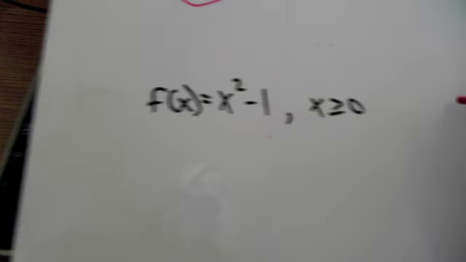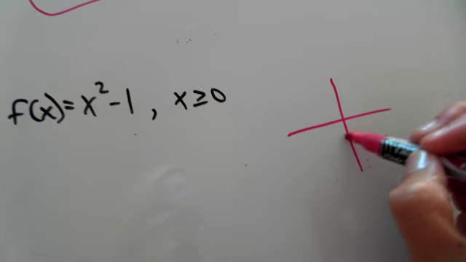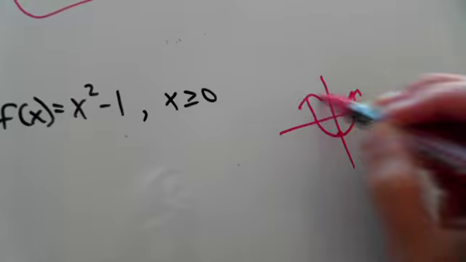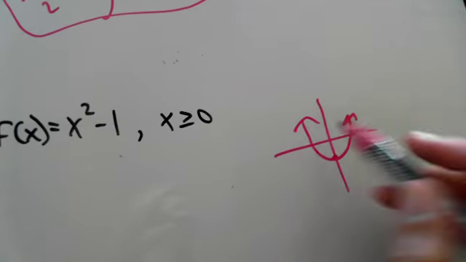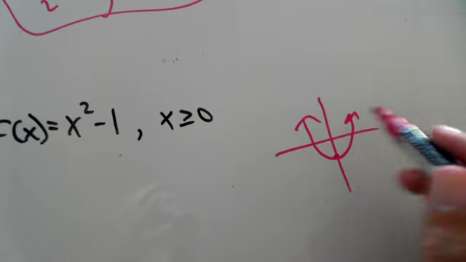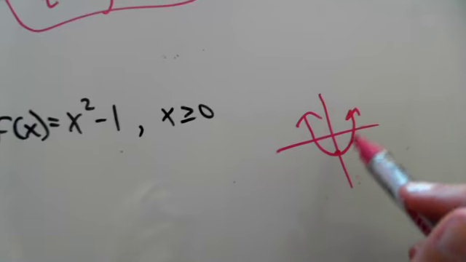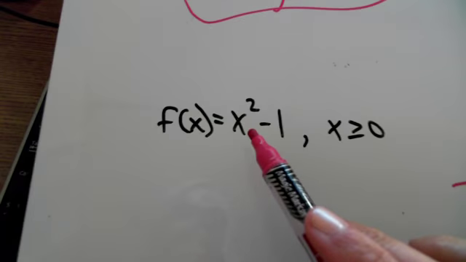Now if we look down here, we have x squared minus 1. If we think about the graph, x squared minus 1 is going to look something like this. Passes the vertical line test, it's a function. It does not pass the horizontal line test, so this is not one-to-one. So technically we cannot take the inverse of x squared minus 1.